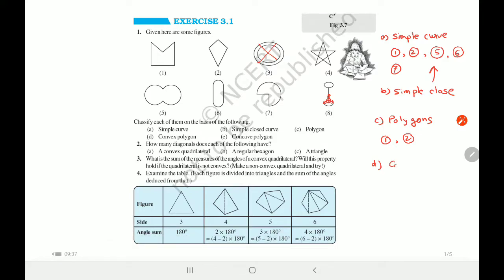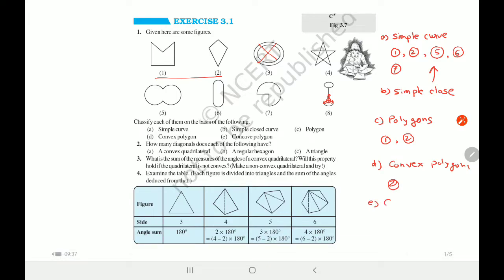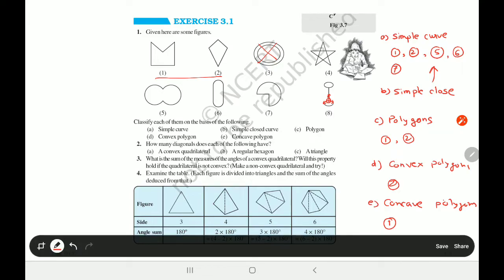Right, D. Let's go for D. Convex polygons. Convex polygon is second. Right? Out of these two polygons, I have to find convex and concave. And what is concave? Concave polygon is first. Fine. And that's it. Done. The first question is done. Let's discard it.